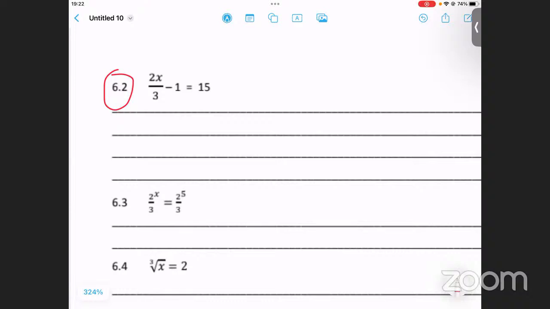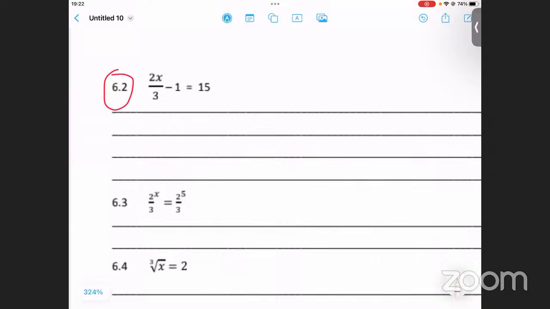Okay. There's 48. 2x is equal to 48. You divide both sides by 2. Then x is equal to 24. X equals 24. Okay, Nyaki, how did you do this?